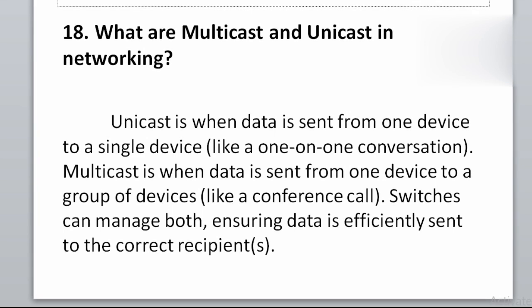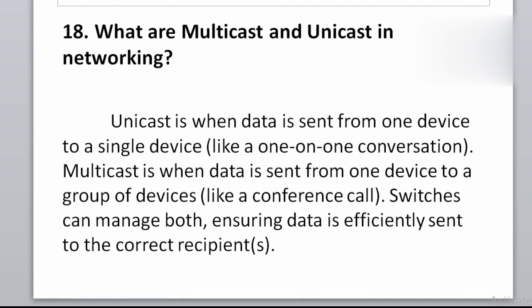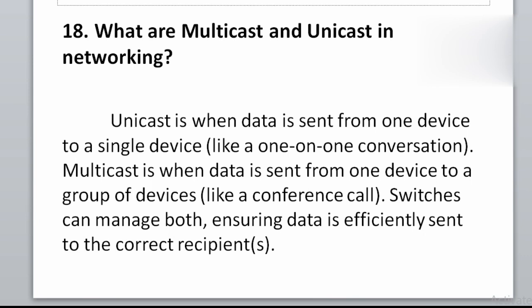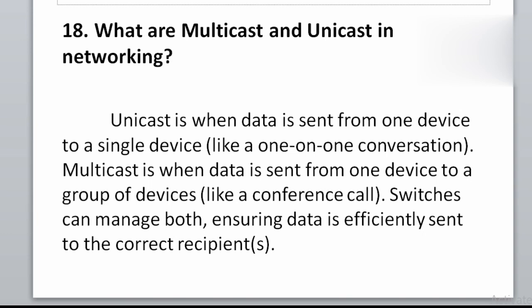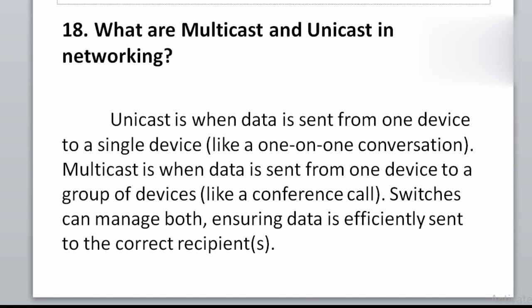18. What are multicast and unicast in a network? Unicast means one device sends the data to a single device, a one-to-one communication. In multicast there is one-to-many communication, but multicast is not broadcast, meaning they don't send the data to all, but send the data to many. But in a broadcast case, all data is sent to all.